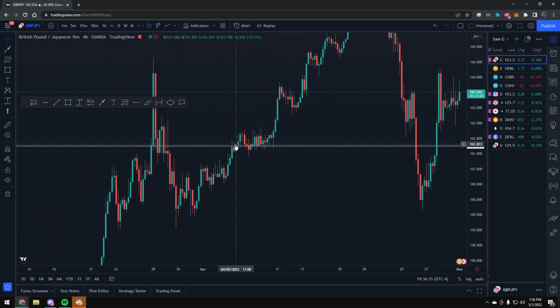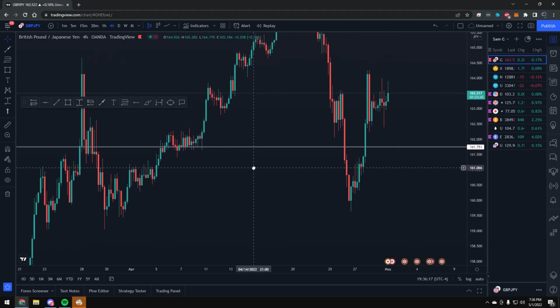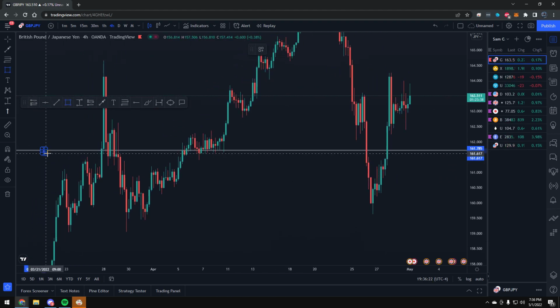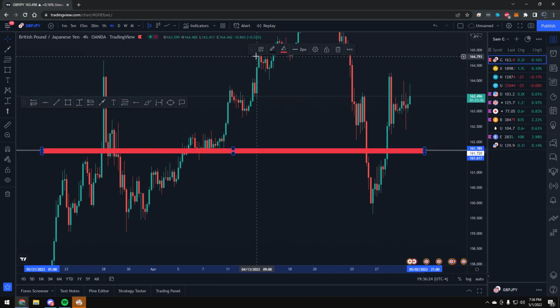You can see price started here. You can see a whole bunch of wicks and everything. So I think that, in my opinion, this would be a good area to look to buy GJ. Let me fix this real quick.